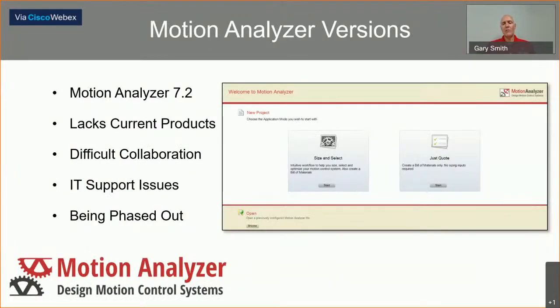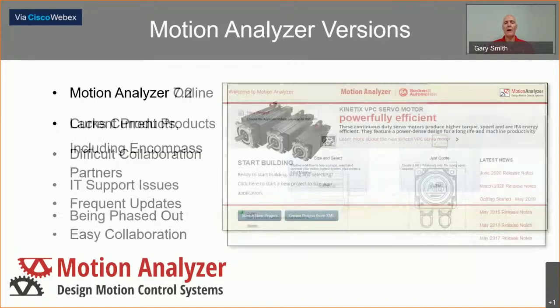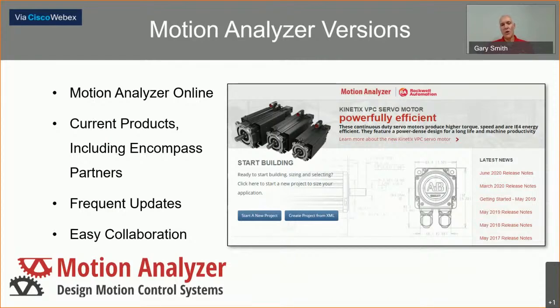First, a little bit of quick history. The sizing software that we've used for many, many years is what we refer to as Motion Analyzer 7.2. This is a PC-based or desktop software that has been in use. Unfortunately, it's being phased out, and it no longer supports all of the current generation products, including some of the Encompass partner products. Instead, we've moved to a new platform called Motion Analyzer Online, and this is the software tool that I use every day to size servo drives, variable frequency drives, motors, and even electromechanical products.